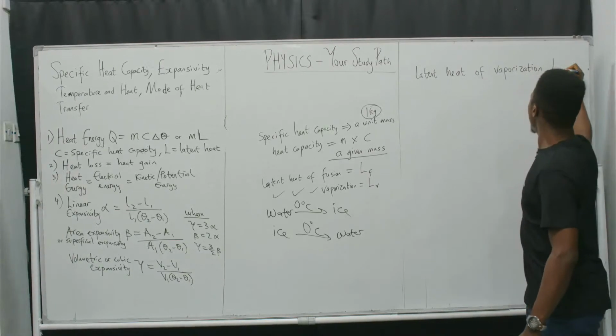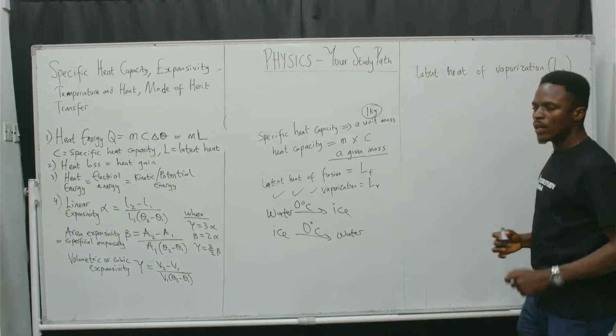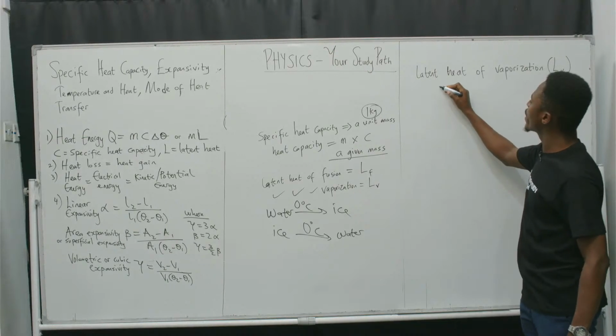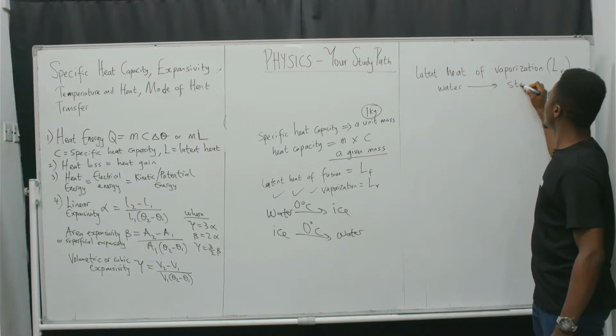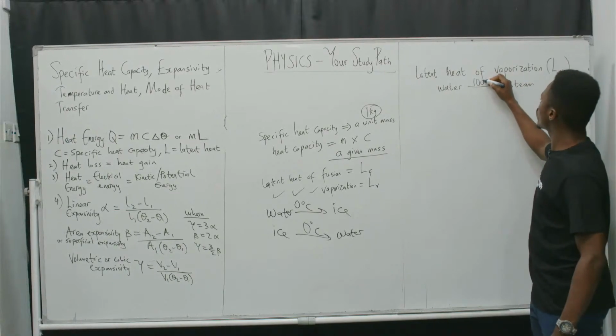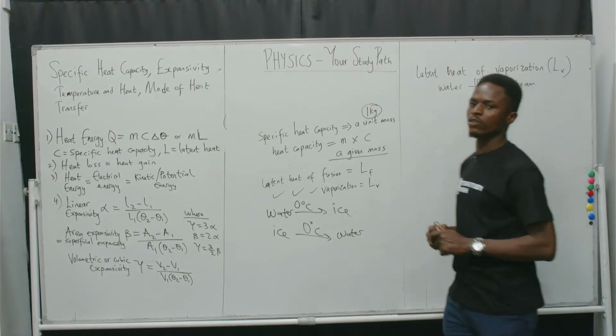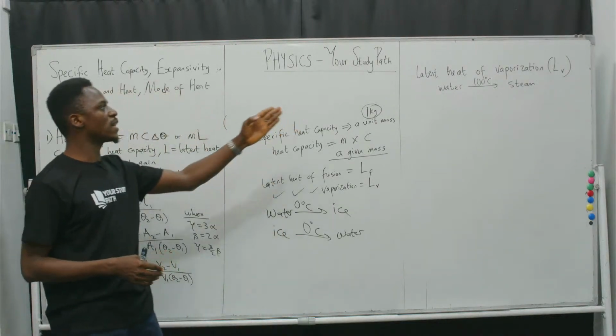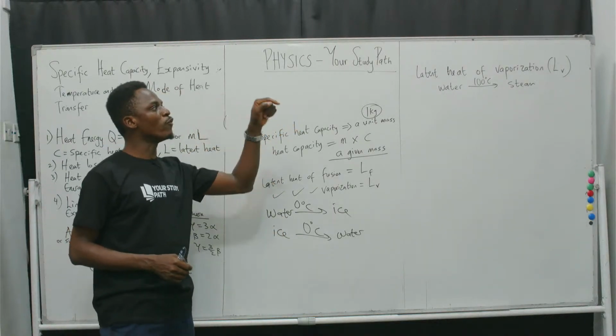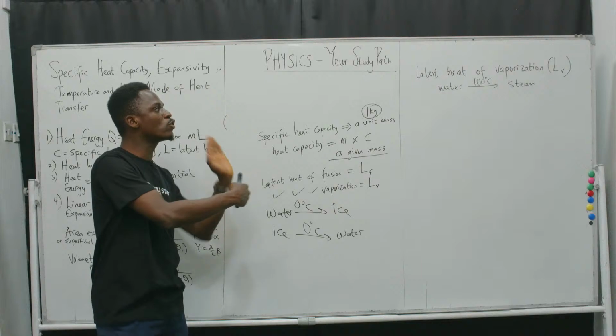We are talking about L subscript V, and this will occur when we are making reference to water converted to steam. At what temperature does that occur? 100 degrees Celsius. We're talking about the instance whereby water can be converted into its gaseous state, from liquid to gas form.